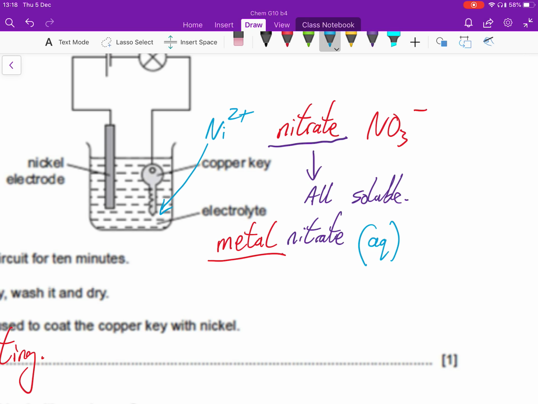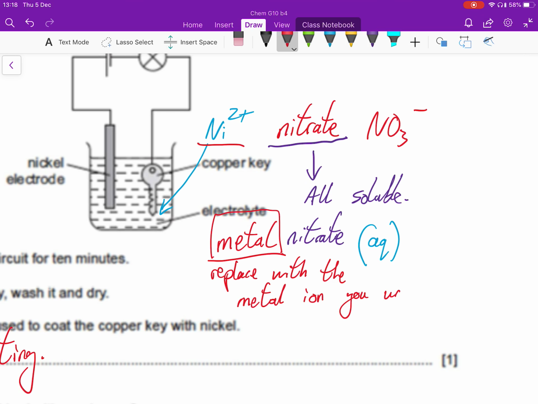Now, if you wanted to plate with, say, copper, or say you wanted to plate with silver, then instead of nickel, the metal here, you would write silver. If you wanted to plate with copper, then you'd write copper, so copper nitrate. If you wanted to plate with silver, you'd say silver nitrate. If you wanted to plate with nickel, you would say nickel nitrate. So replace the word metal, replace with the metal ion you want to coat with.